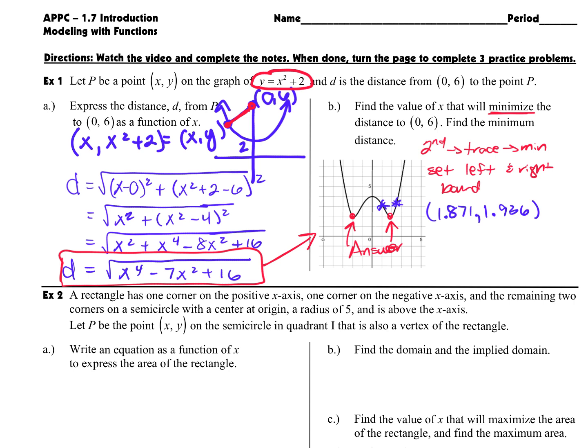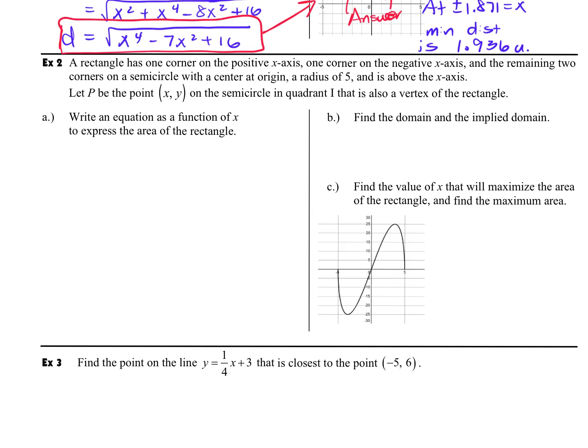So our final answer is at, and we're going to say plus or minus for this problem, 1.871. So at x equals plus or minus 1.871, the minimum distance is 1.936 units, okay? So that's our first one. You're going to have a practice problem that's going to be virtually identical, but with new numbers for you to practice. All right, let's take a look at another one.